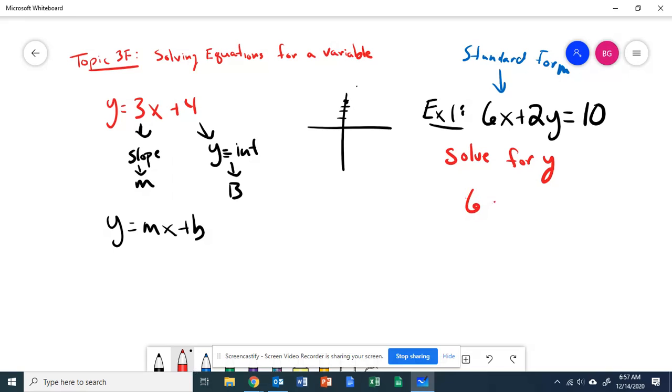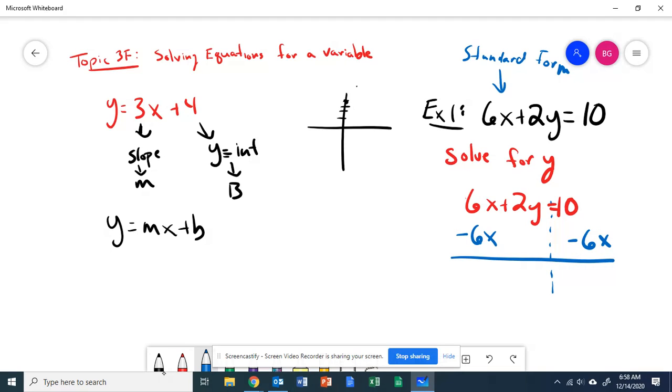So we have 6x plus 2y equals 10. We need to get y by itself. Well, our first step here is to get rid of everything that's not attached to the y on the left-hand side, just like how we solve equations. So we need to get rid of the 6x on the left-hand side first. To get rid of that 6x, it's a positive 6x, so we must minus 6x. We're minusing it from both sides, so 6x minus 6x on both sides.